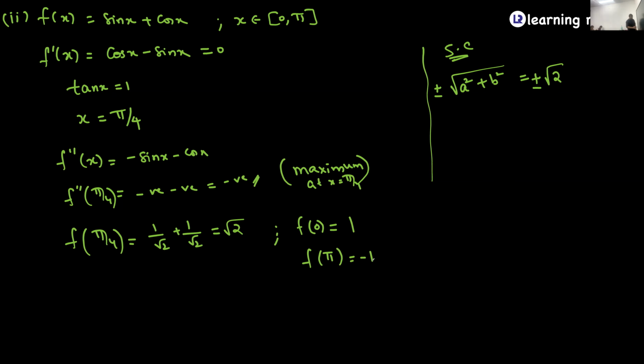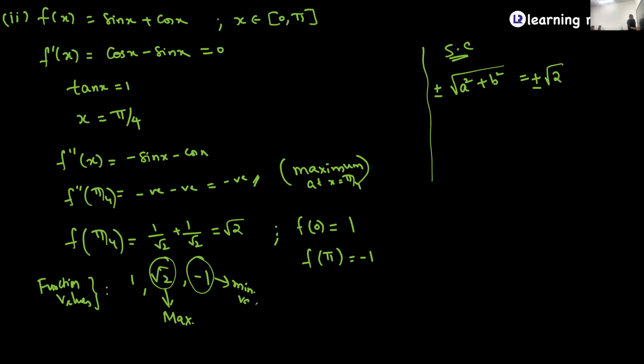So what are the three values you have in hand? F of 0, f of pi by 4, and f of pi. So f of 0 is 1. These are the function values. You have 1, root 2 and minus 1. So among these three, which one is maximum? Root 2. So root 2 is going to be the maximum value. What about minus 1? That is going to be the minimum value. So though we didn't get a critical point for a minimum value, still the function has a minimum value because of its domain.